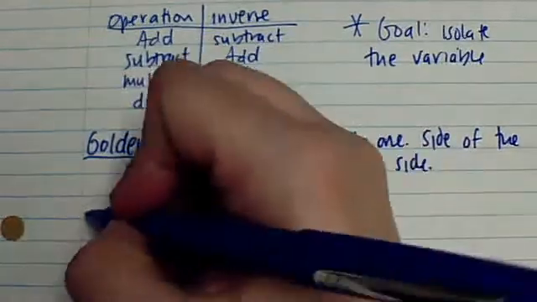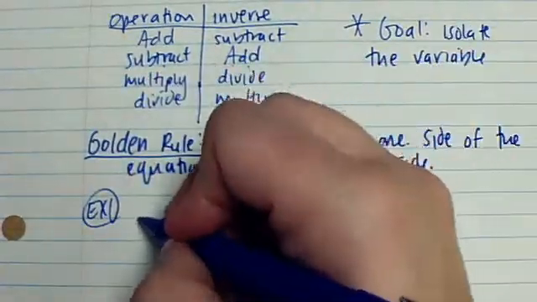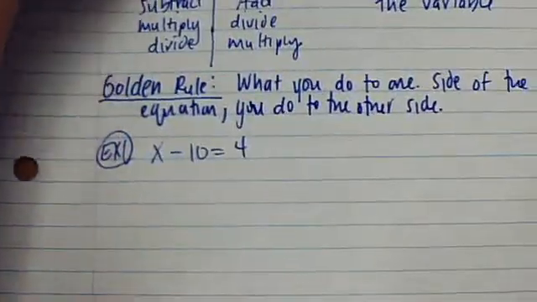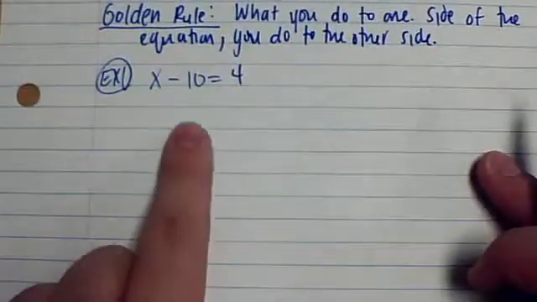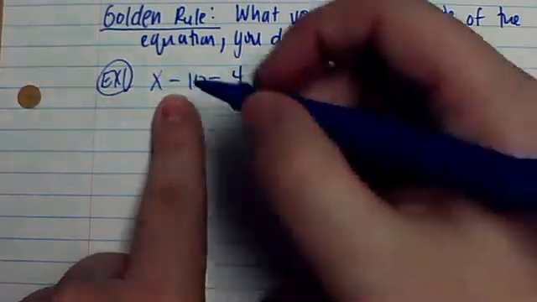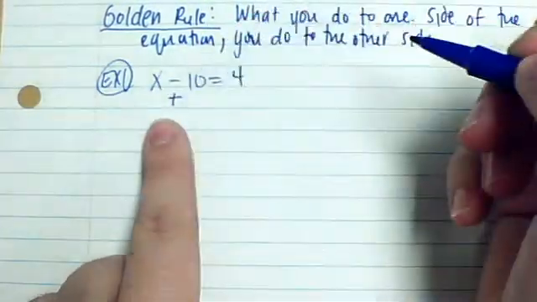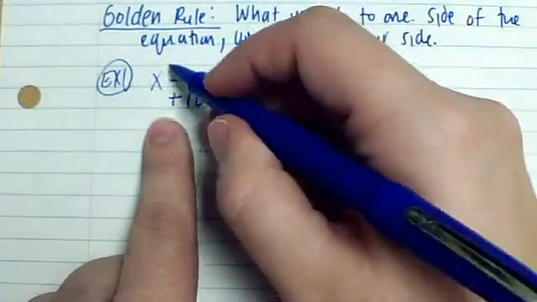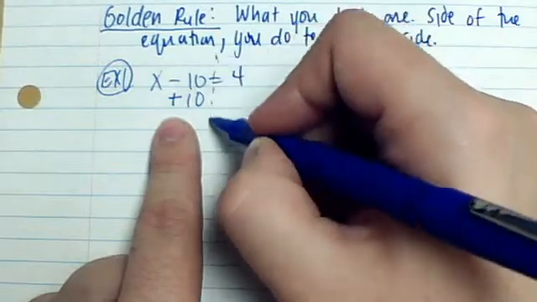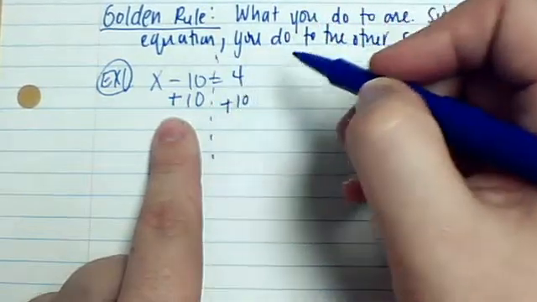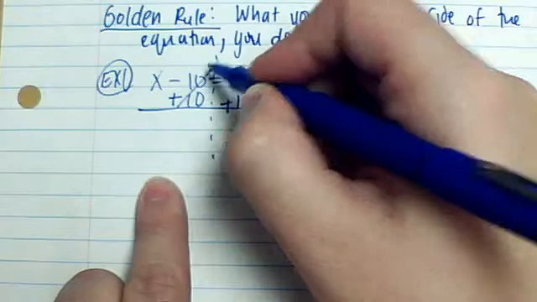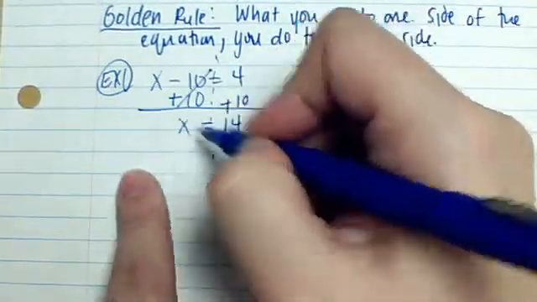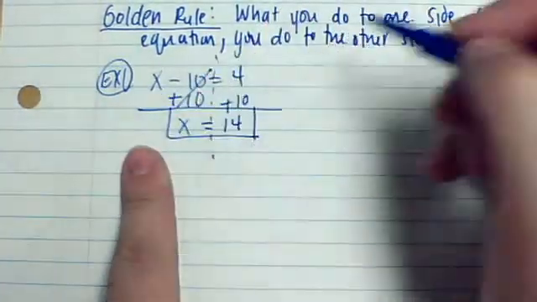Okay, so let's look at some examples. First example, I have x minus 10 equals 4. I need to look at what operation's happening, so I'm subtracting. So to undo subtraction, the inverse is to add. So I'm going to add 10. Okay, that'll undo it. Negative 10 plus 10 is 0, so that'll get rid of that. Well, because this is the equal sign, I have to do it to the other side as well. So I have x equals, and then 4 plus 10 is 14. My variable's by itself, so this is your answer.